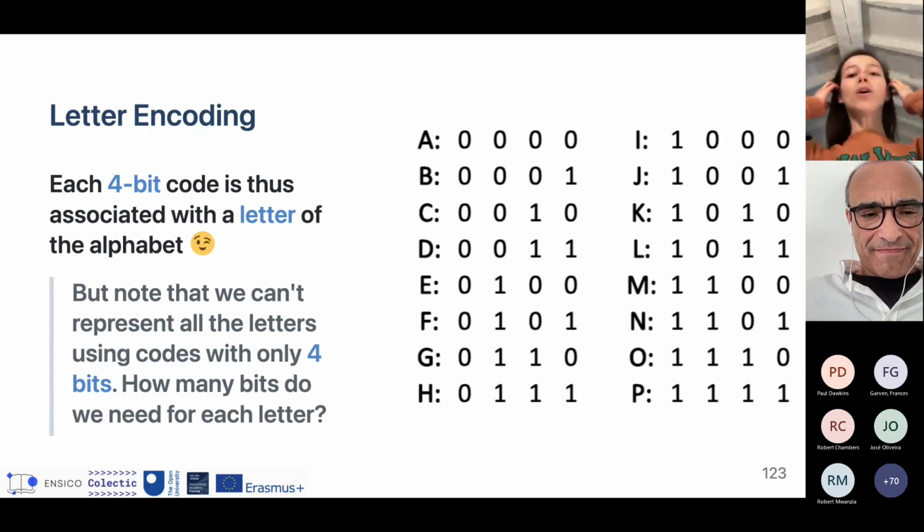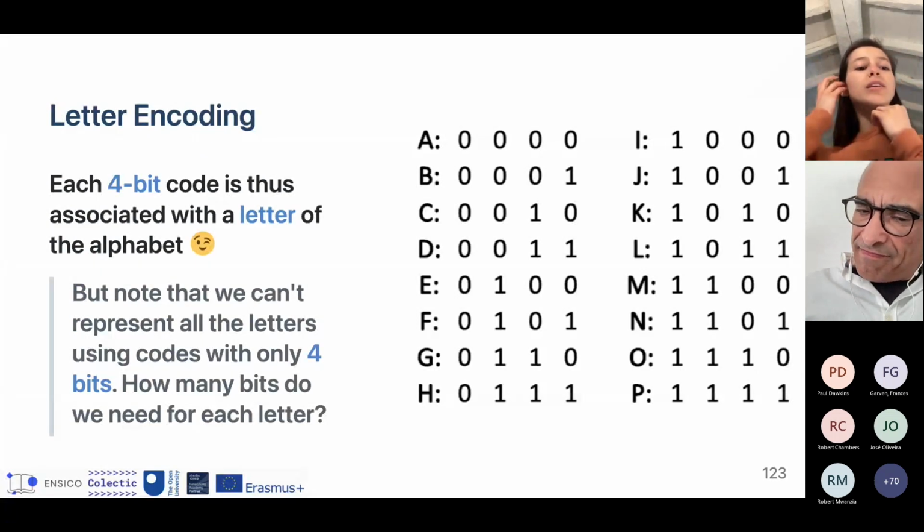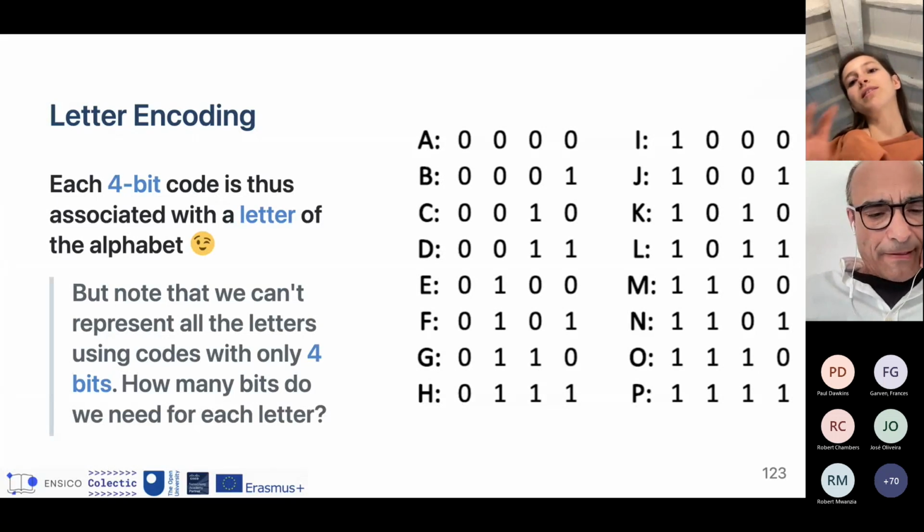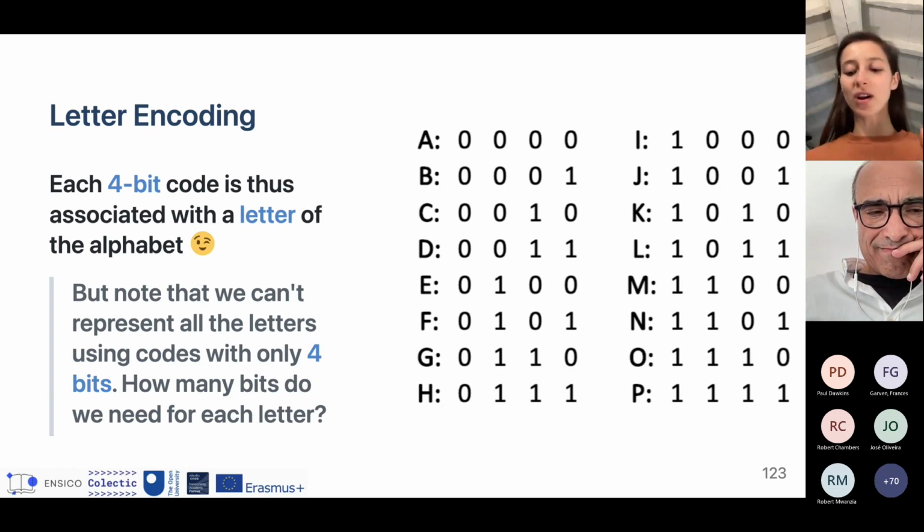So now note that we can't represent all the letters using codes with only 4 bits, okay? We can only reach 16 letters. However, if we use 5 bits, we can represent 32 things. And since there are 26 letters in the alphabet, 5 bits would be enough to represent all letters of the alphabet. In our QR code, each zone has 4 bits. So this is good enough. These are our binary codes.